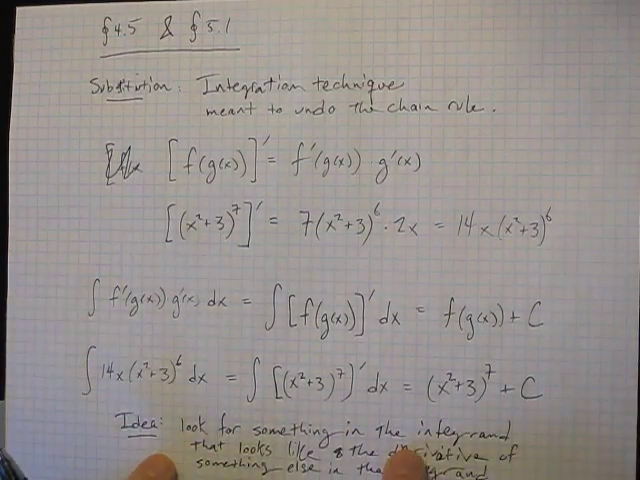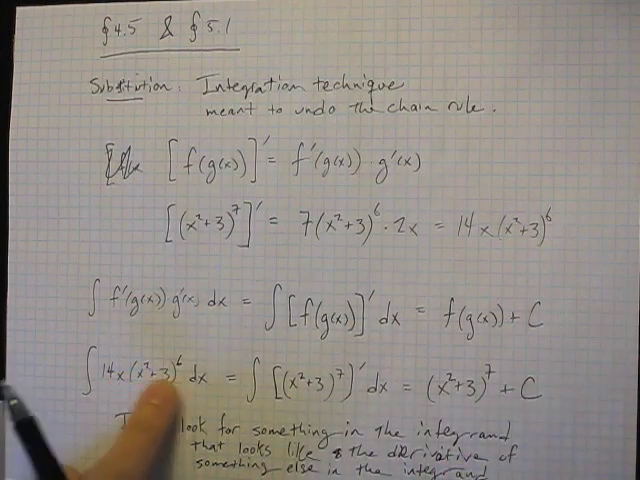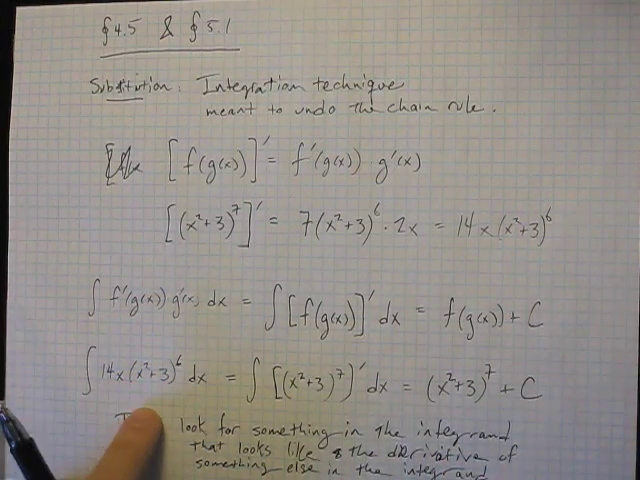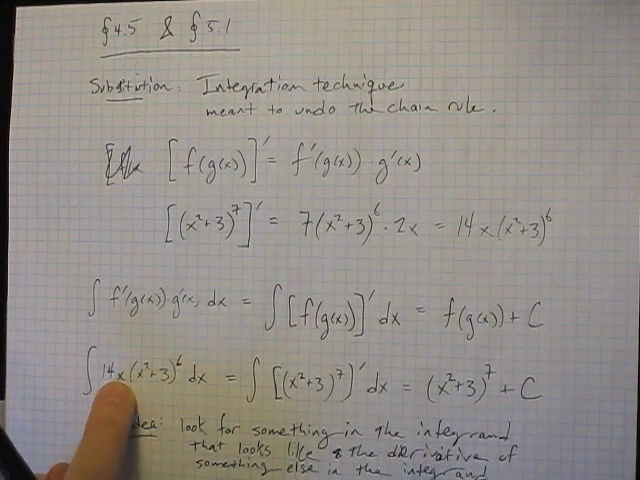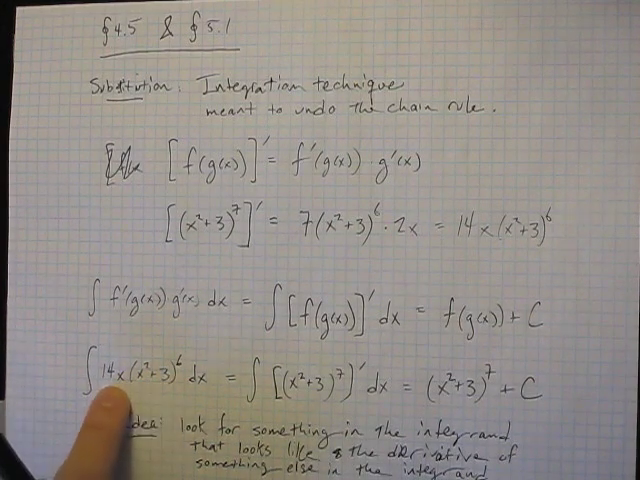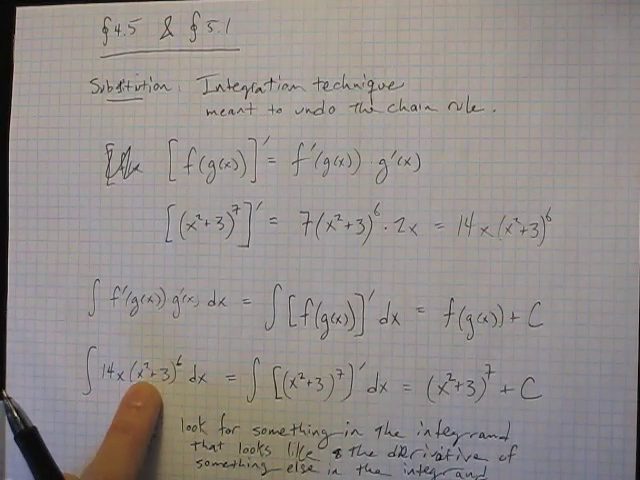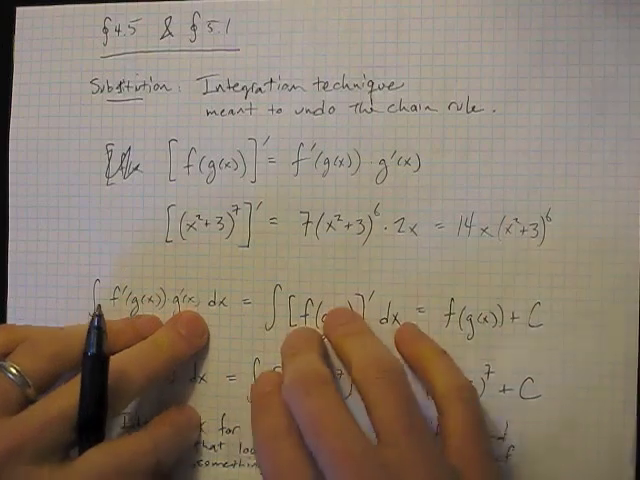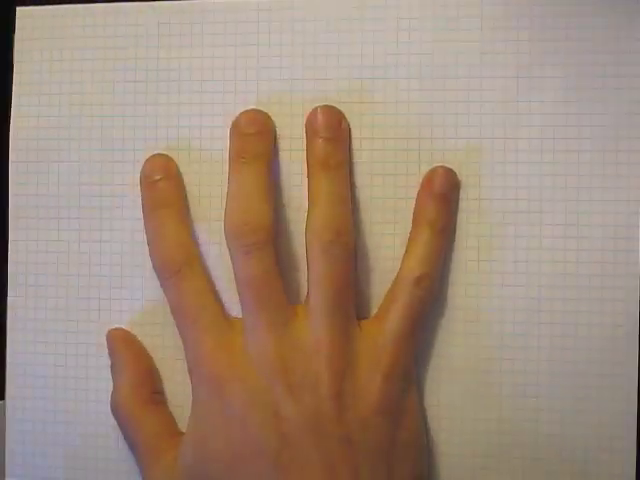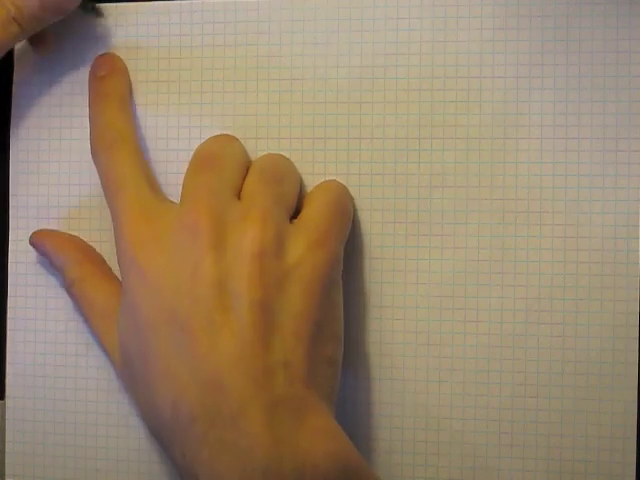We take a look at the integral, look in the integrand, and we look for something in here that looks like the derivative of something else in here. So what I see is x kind of looks like the derivative of x squared plus 3. It's a constant times it, but x is basically the derivative of x squared. So that's the idea behind substitution. And so we're going to take a look more concretely at this, so the steps in this process.